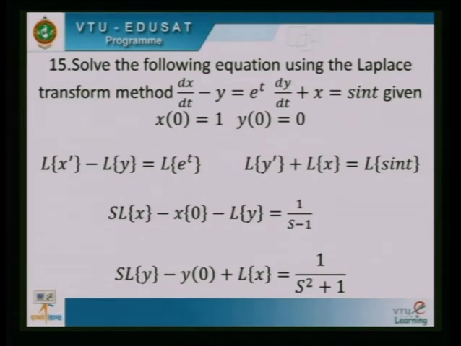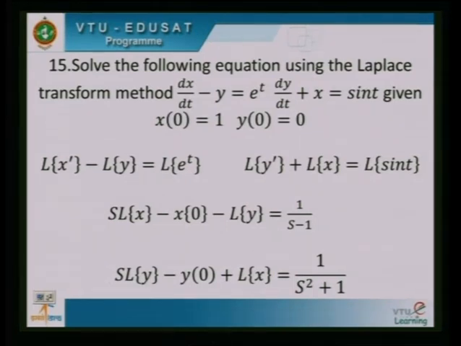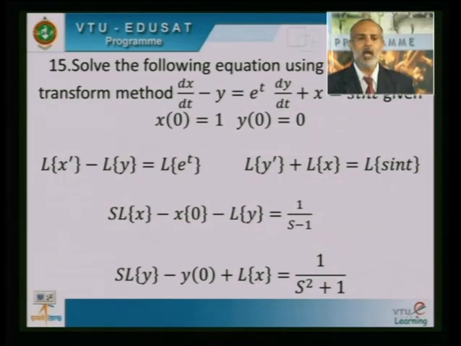After using the Laplace transform derivatives, we get L of x dash minus L of y is equal to L of e to the power of t, and L of y dash plus L of x is equal to L of sin t. Now you can use the conditions: x of 0 equal to 1 and y of 0 equal to 0. L of x dash can be written as s into L of x minus x of 0, minus L of y is equal to L of e to the power of t, which is 1 divided by s minus 1.